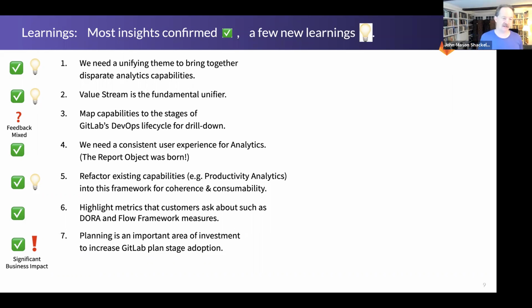And I think everything I've seen really underscores the importance of number 7 here, investing in the planning stage. This is, given the way that stage adoption translates into growth for us in terms of expansion at a particular customer site, upgrades to higher tiers, and so on. Probably unblocking plan adoption by creating some of those analytics capabilities that project managers are after is important, not just for us and for plan, but really for the whole business.